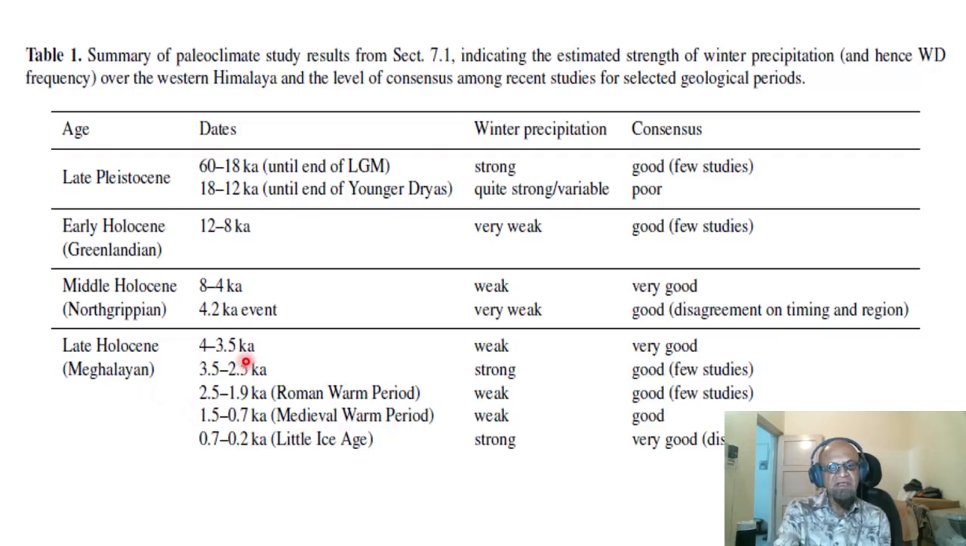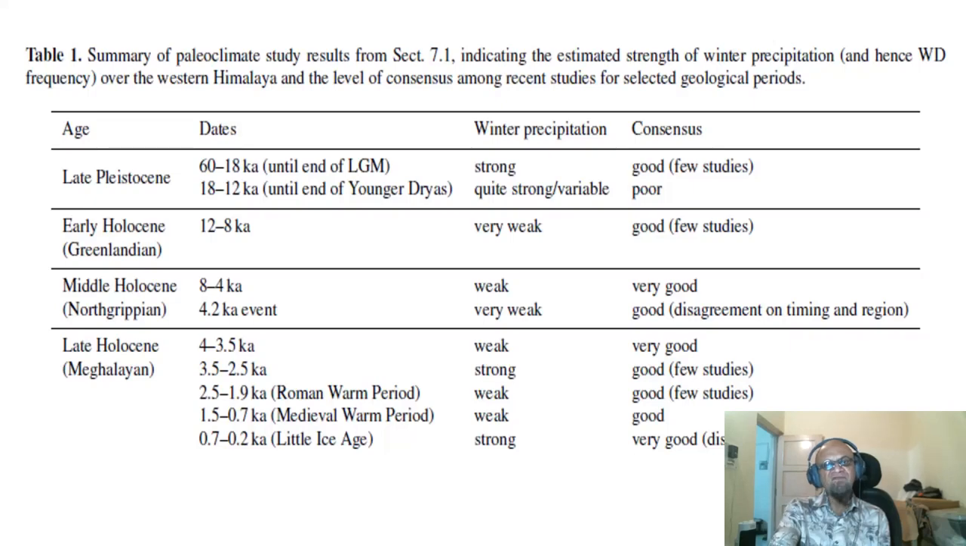Late Holocene, the Meghalayan period has many sub-periods within that with winter precipitation being weak, strong, weak, weak, and strong. So the Roman warm period, medieval warm period, and the Little Ice Age are included here as well. And the consensus is very good, good, good, but the studies are few in number and very good. There's a disagreement on the region, though, even though the results agree.